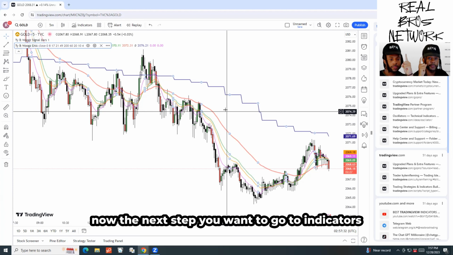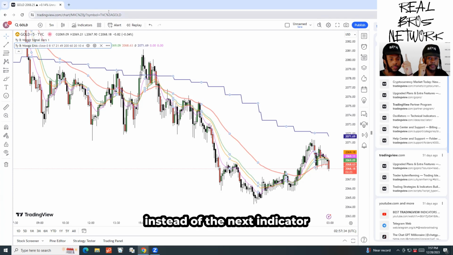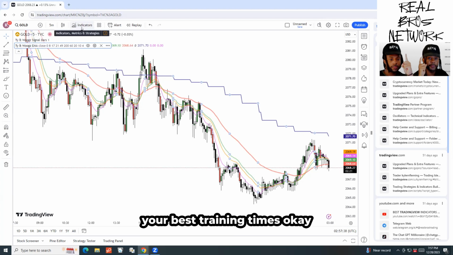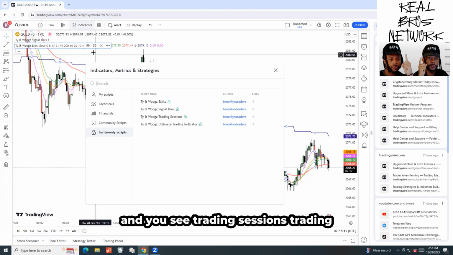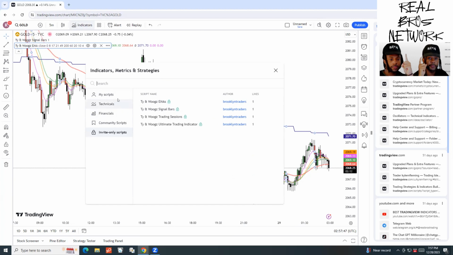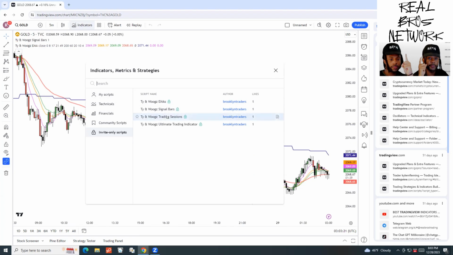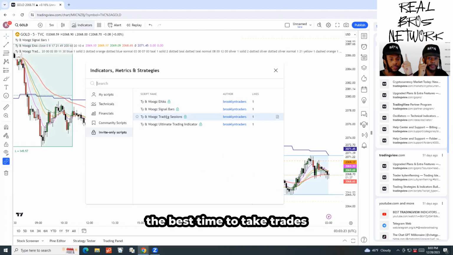Now the next step, we want to go to indicators and set up the next indicator for the trading times. It's going to tell you your best trading times. Okay. This one right here again, indicator. Yep. Hit that. And you see trading sessions. All right, click that one. Now this indicator is going to give you the best time to take trades. So hit the X button.